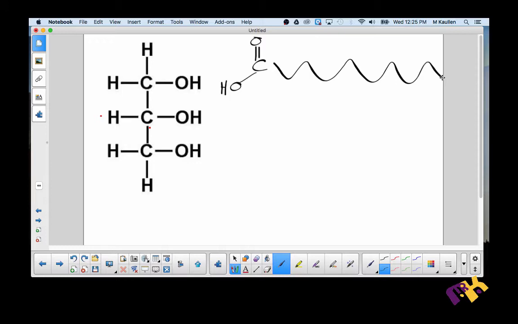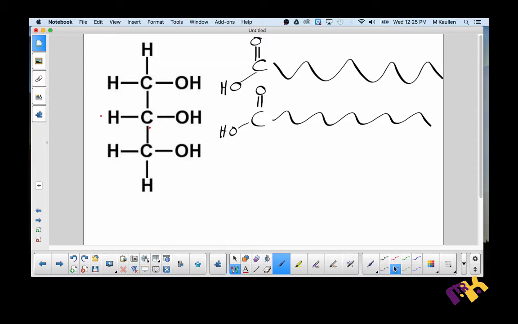We can use structures to show this. We need 2 of those. Okay, no problem. So another carbon, double bonded to oxygen, a single bond to OH, that's our carboxyl group, and then we have our hydrocarbon chain. Okay, so we have 2 fatty acids.